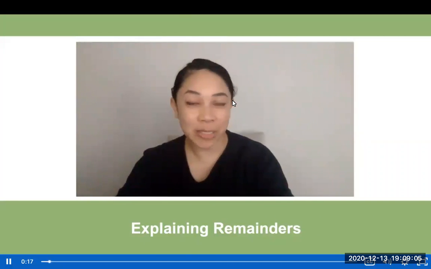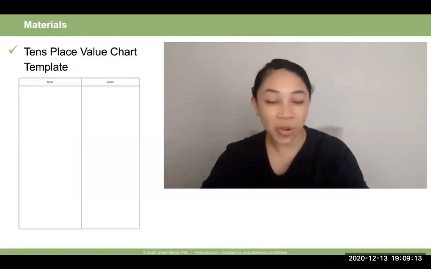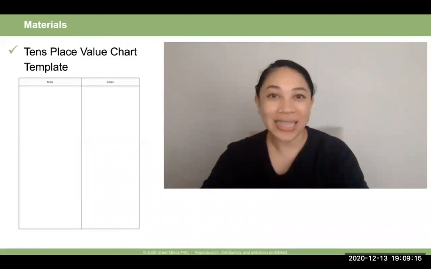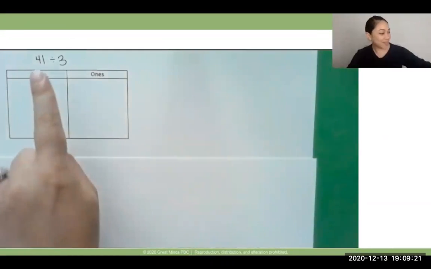Today we're going to be explaining remainders, and we'll do this using place value understanding and models. Here's what you're going to need for today's lesson. Let's begin. Our first problem today is 41 divided by 3.